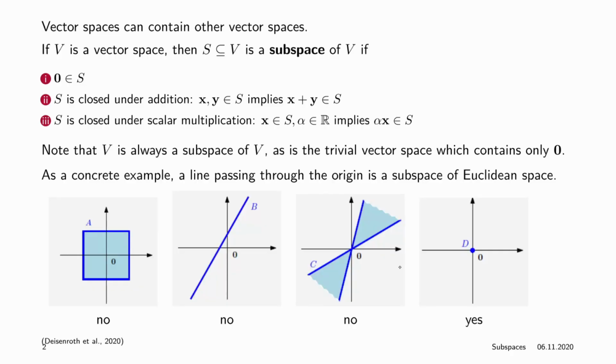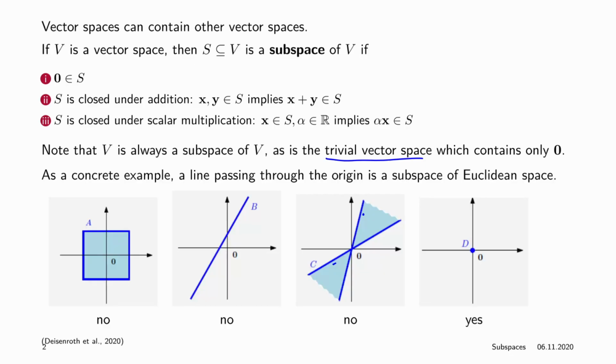For the third example, property 2 is violated because if you, for example, take these two points here, then their sum will be outside of the subspace. However, the fourth one is the so-called trivial vector space. This is a vector space that only contains 0, and this one fulfills all the three properties of subspaces.